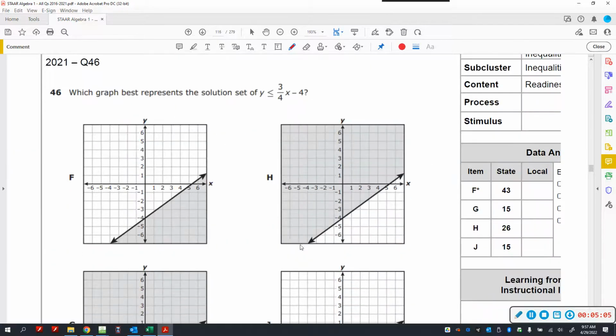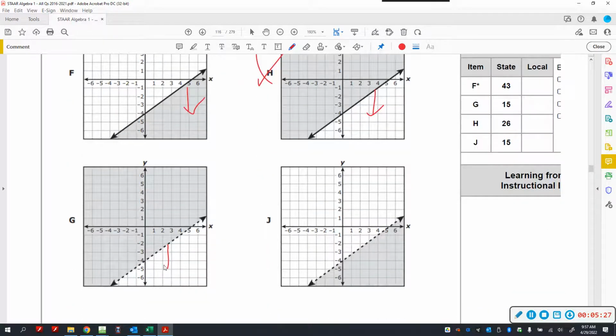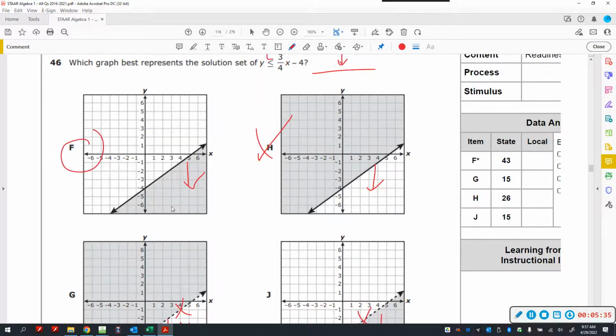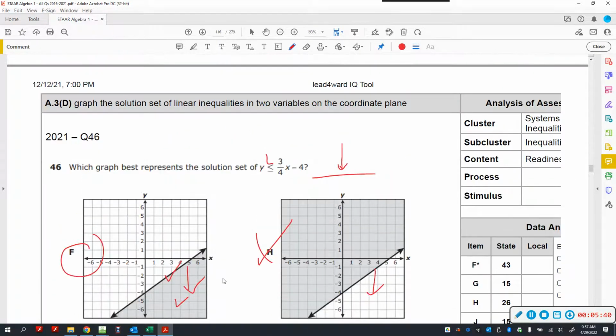This one here says, which one is the solution set of y less than or equal to 3/4 x minus 4? Is y positive? Yes, so I can trust that. This looks like an L, so it's less than. It's or equal to, so it's a solid line. So I'm looking for something shaded below and solid. Well, that's not shaded below, and it's not solid. This one is not solid, so F is the answer I want because it's solid and it's shaded below. Okay? I didn't even have to graph the line.